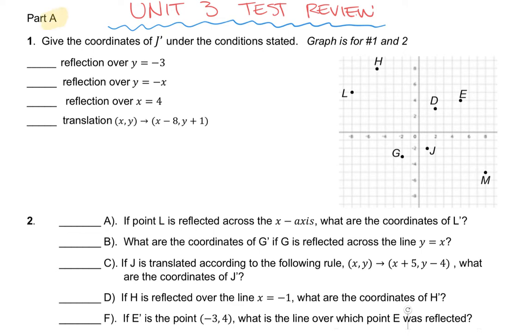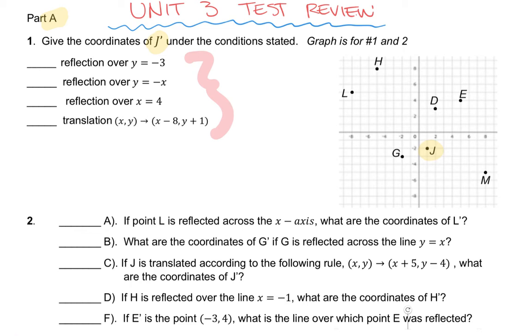So question number 1 says, give the coordinates of j prime under the conditions stated, and it has 4 conditions right here. So we're going to start by taking a look at j. Here's Mr. J. What's up, J? And it's going to be going through some changes.